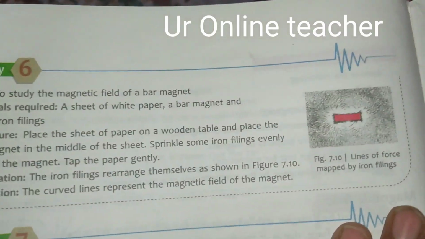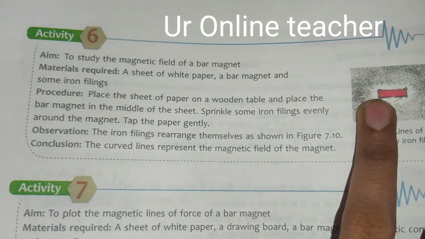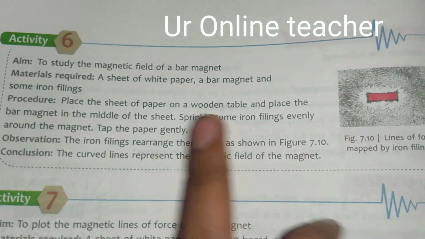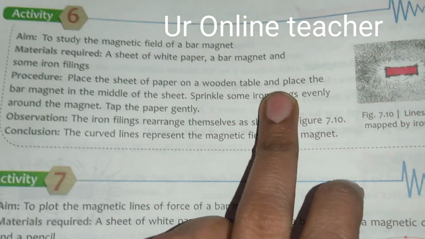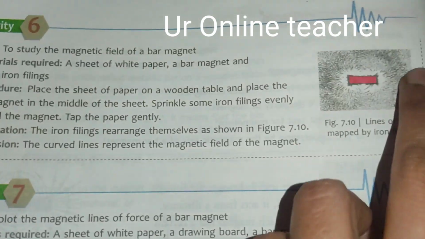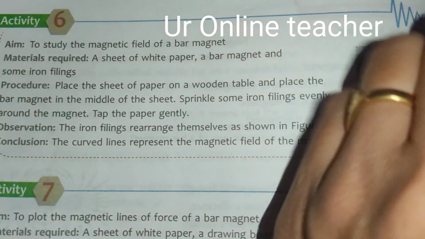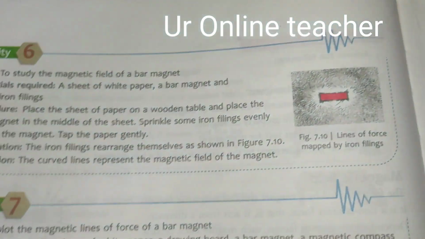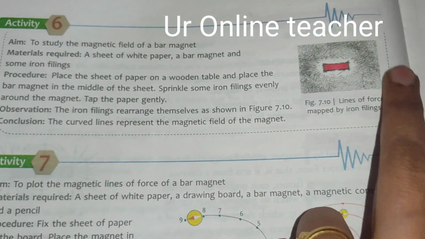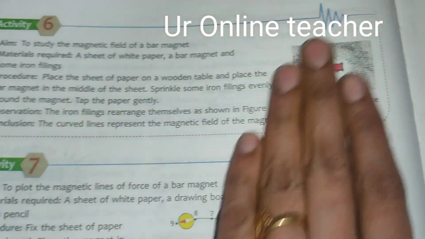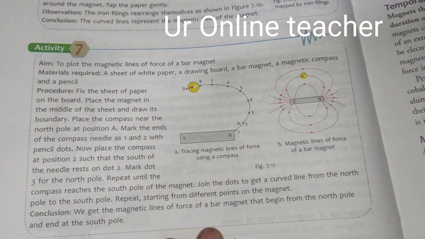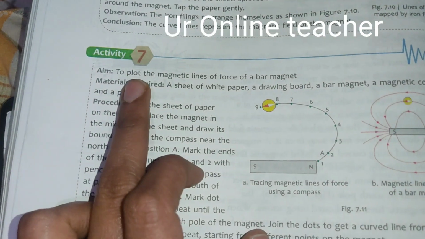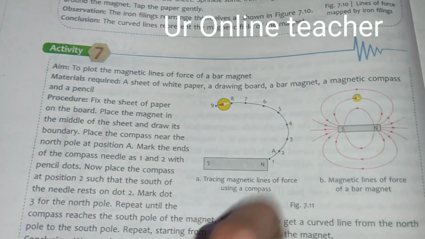Now see the magnetic field of a bar magnet. A sheet of white paper, a bar magnet and some iron filings are needed. Place the sheet of paper on a wooden table and place the bar magnet in the middle of the sheet like this, and sprinkle some iron filings. Tap the paper gently. Then we can see the iron filings rearrange themselves and curved lines are formed. Next activity is to plot the magnetic lines of force of a bar magnet.